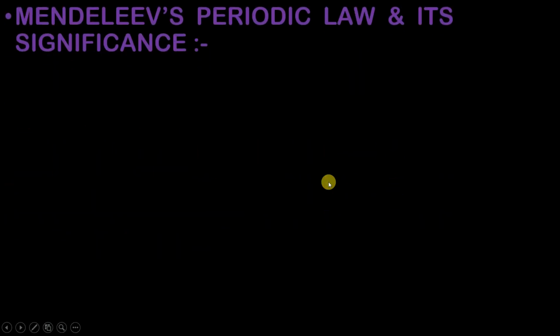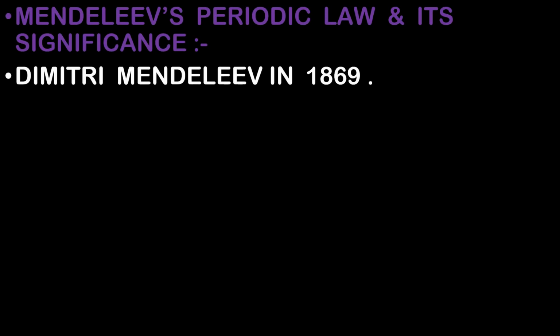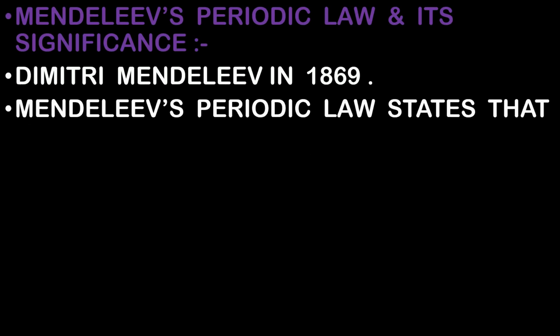Okay, so now here comes Mendeleev with his periodic law and its significance. Let's understand them. Mendeleev was the first one who had a great impact on the systematic arrangement of elements. Mendeleev's work was really appreciable. What he did was that Dmitry Mendeleev in 1869 proposed Mendeleev's periodic law.